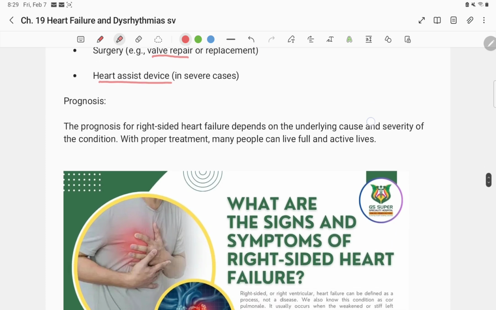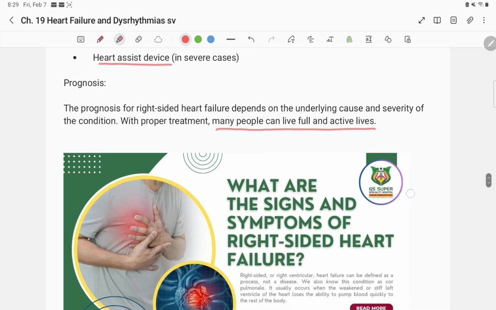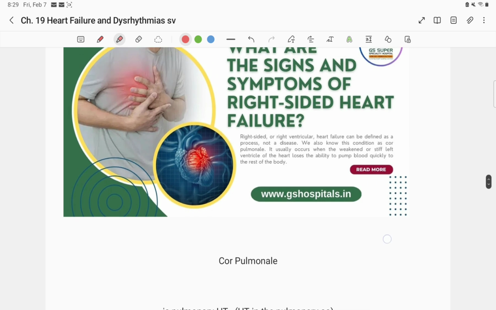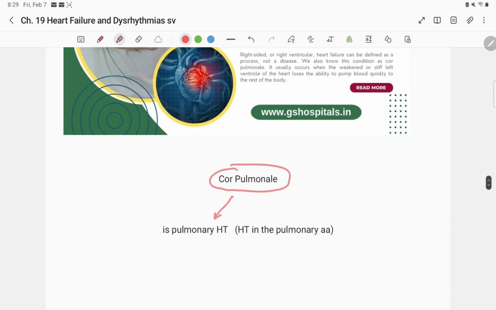A prognosis for right-sided heart failure depends on the underlying cause and severity of the condition. With proper treatment, many people can live a full and active life. One of the things that can occur with right-sided heart failure is cor pulmonale. And this is a type of pulmonary hypertension, or hypertension in the pulmonary arteries.